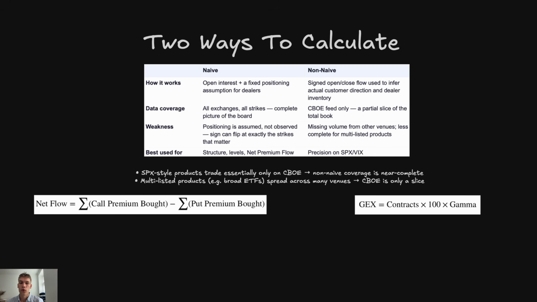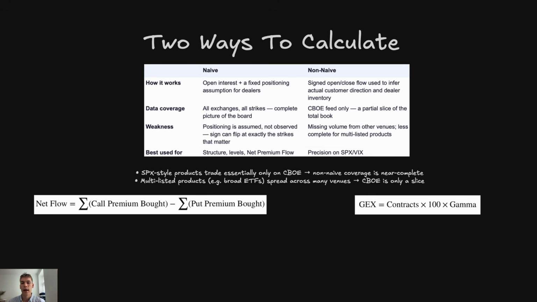So which approach should you use? Well, the question is, what are you trading? For a product like SPX, where the options trade essentially exclusively on CBOE, the non-naive picture is close to the whole picture. But for multi-listed products, the big ETFs like QQQ, then individual tickers that trade across every options exchange, CBOE is one slice of many, right? So it's not going to cover them.